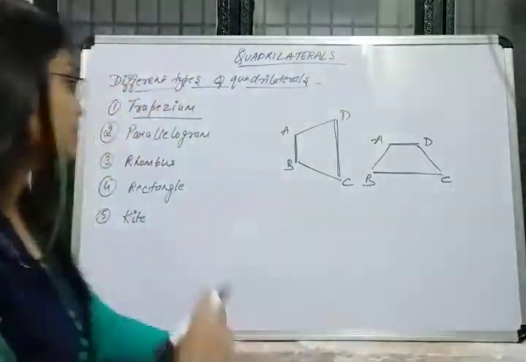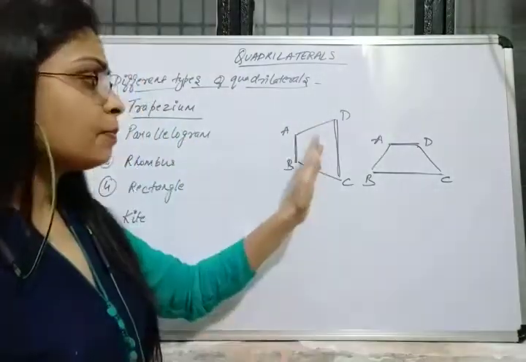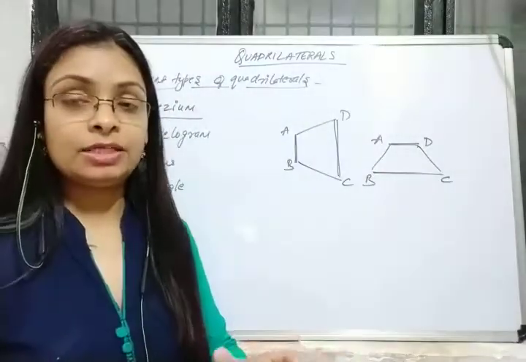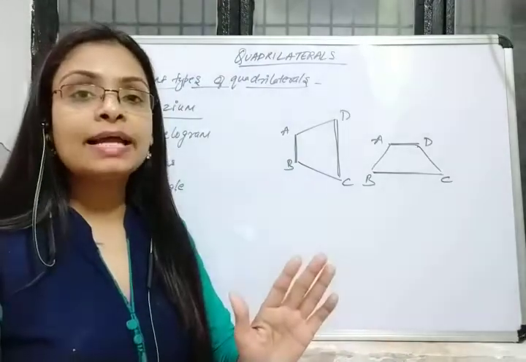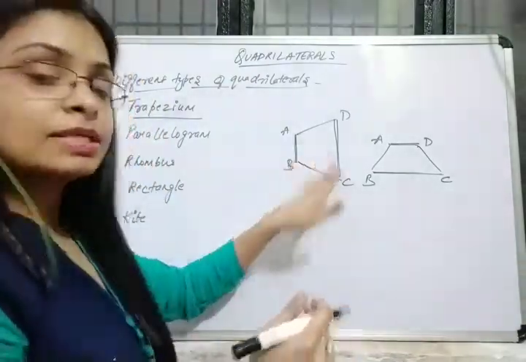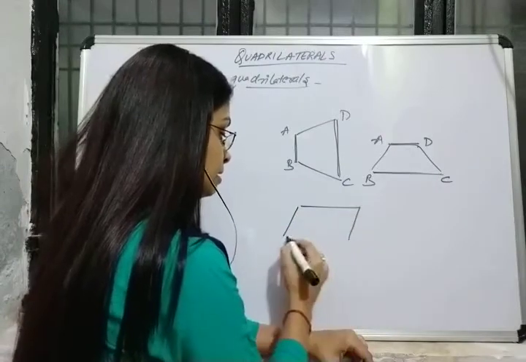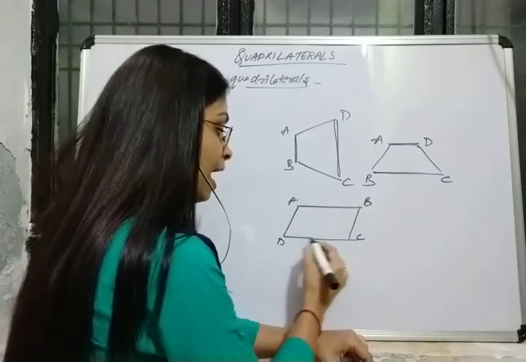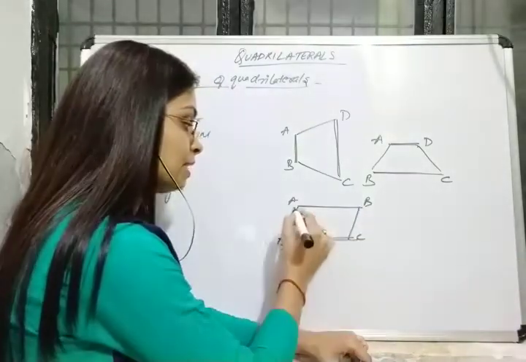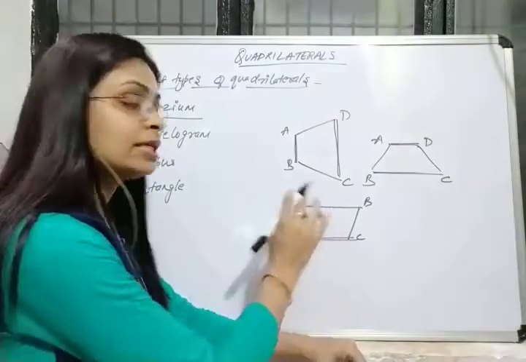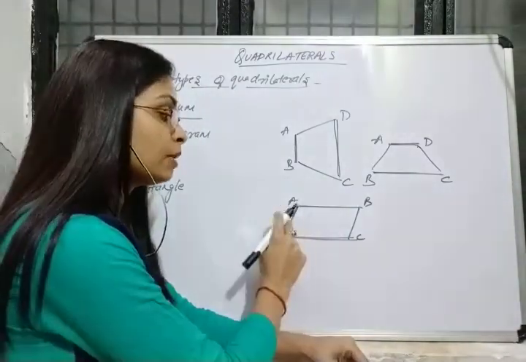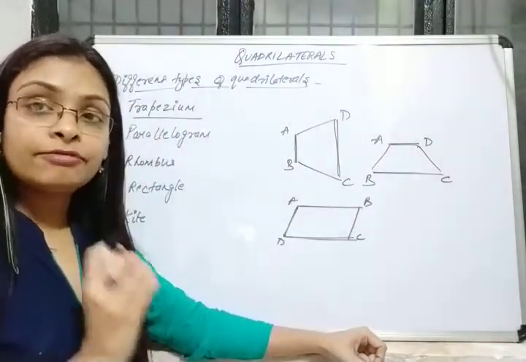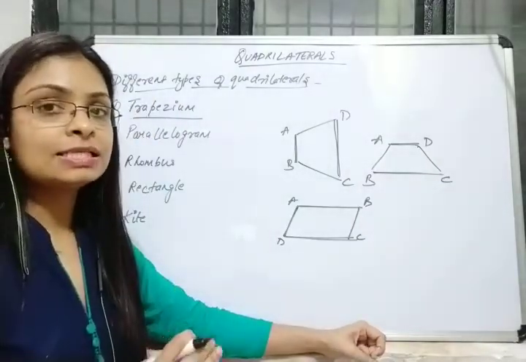The next one is the parallelogram. A trapezium has one pair of opposite sides parallel, but a parallelogram is a quadrilateral in which both pairs of opposite sides are parallel. If I draw like this, A, B, C, D, in which AB and CD are parallel and BC and AD are parallel, it is a parallelogram because both pairs of opposite sides are parallel.